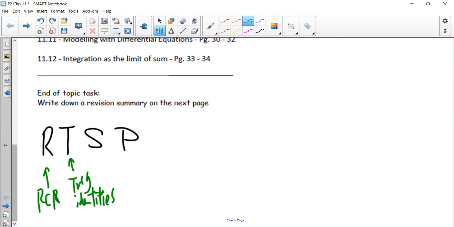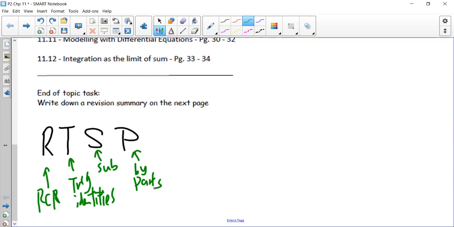Can you guess the next one? We did this last lesson, which is substitution. And then the last one is by parts, hence the word P. So RTSP: reverse chain rule, trig identities, substitution, and by parts. But of course, if you can use a formula booklet, the formula booklet will overrule everything in here. Usually we use RTSP when we can't use the formula booklet.